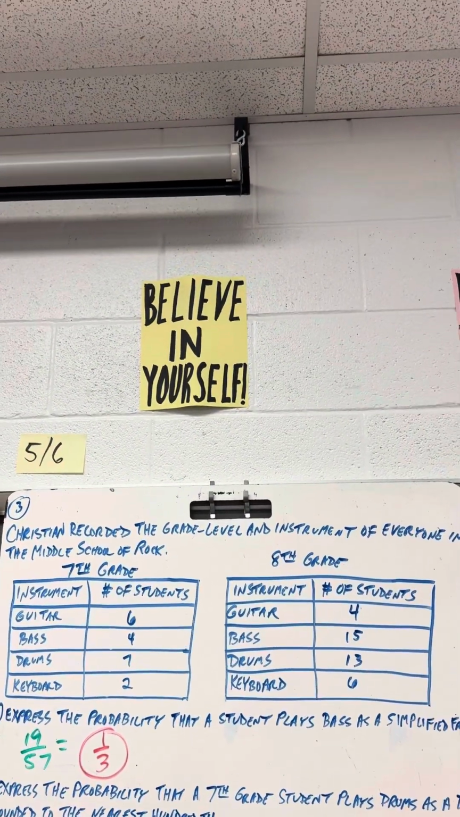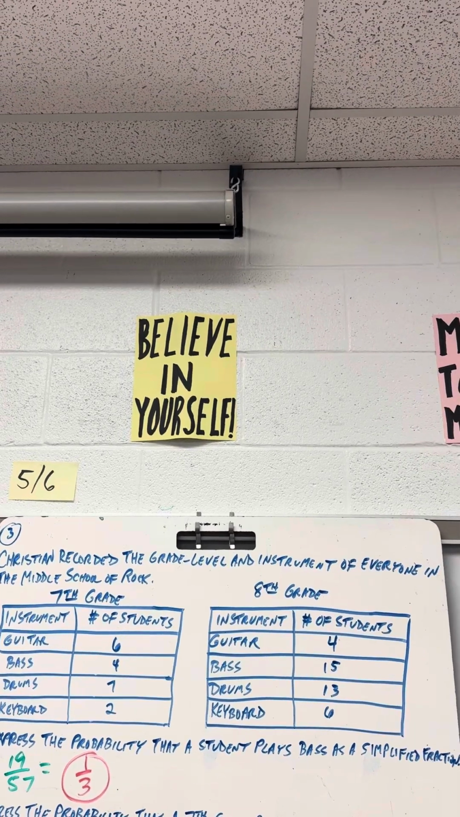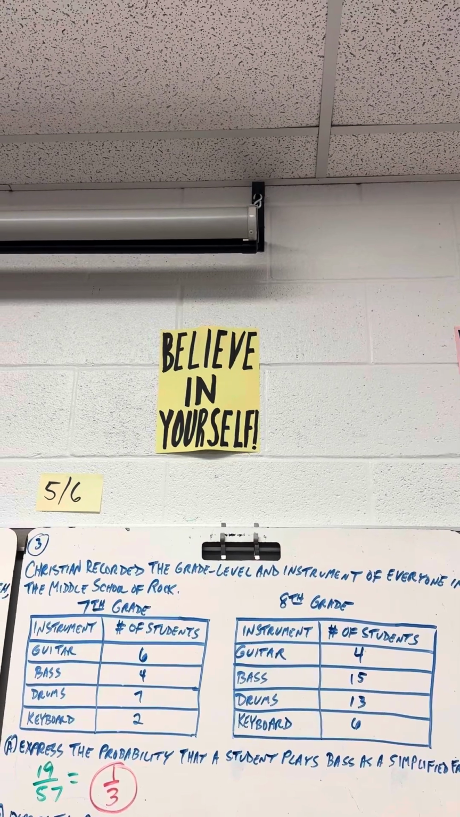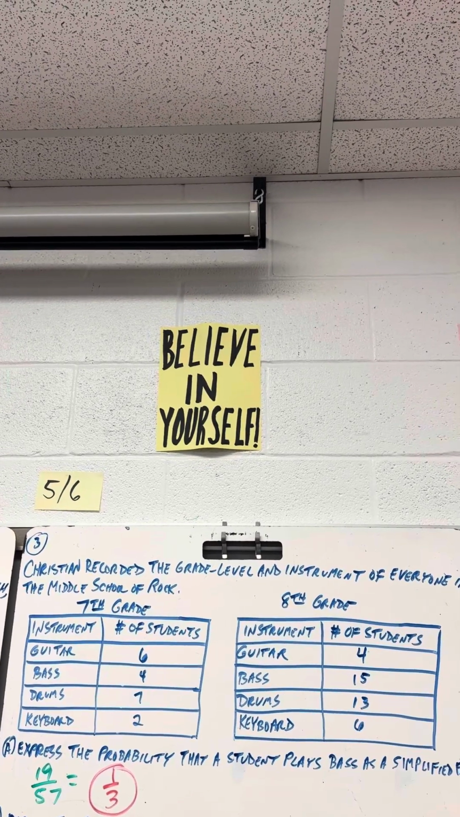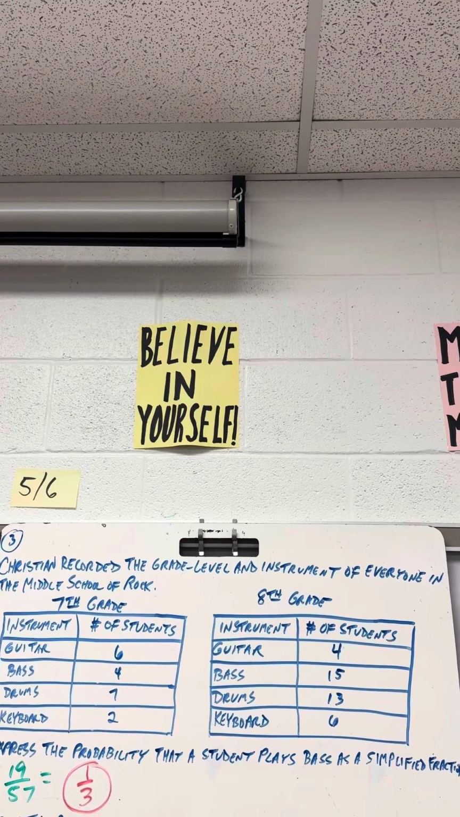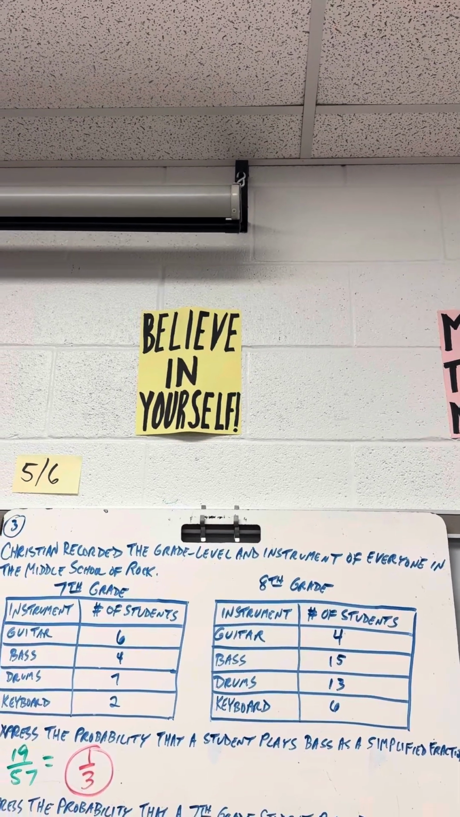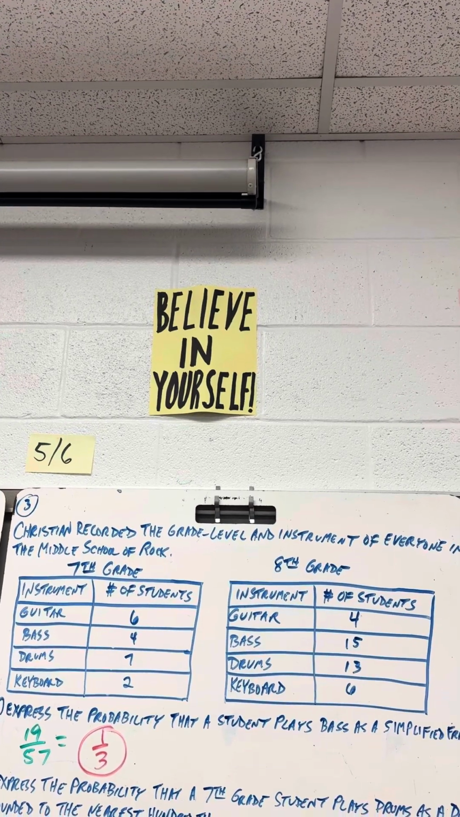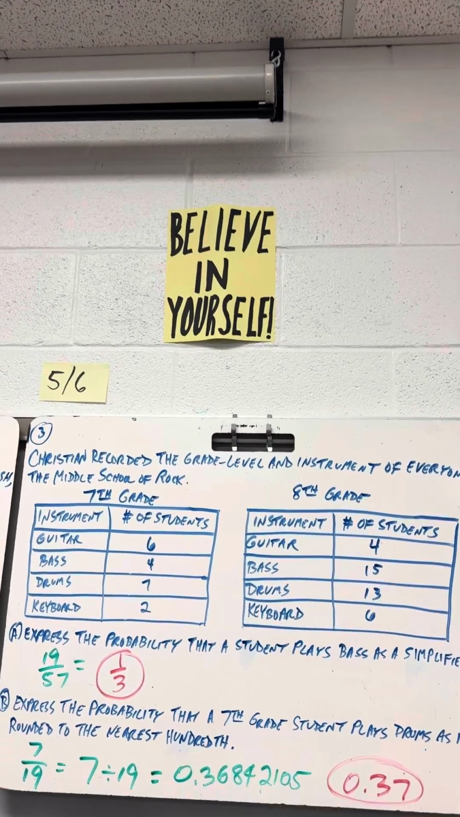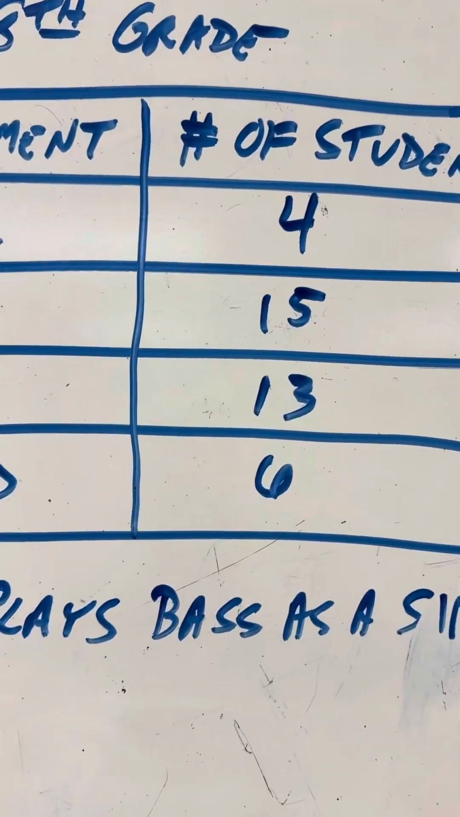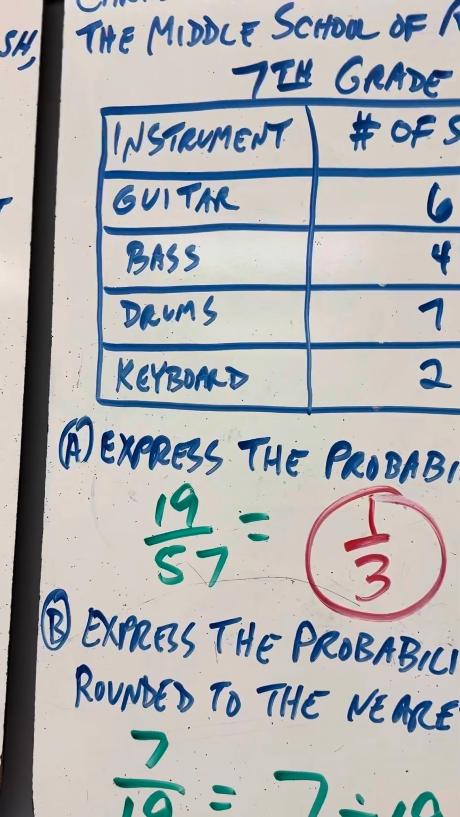Christian recorded the grade level and instrument of everyone in the middle school of rock. Okay. Express the probability that any student plays bass as a simplified fraction. So since it doesn't say 7th grade or 8th grade here, then you have to add all the students. So if you add all these numbers and all these numbers, you'll get 57.